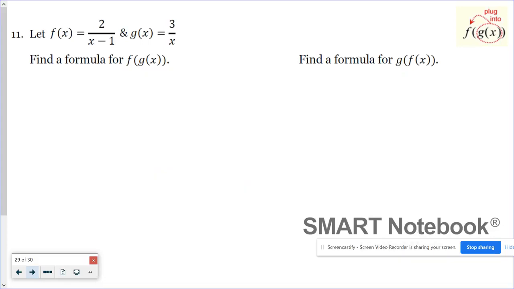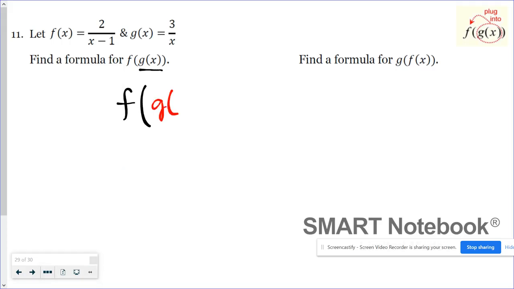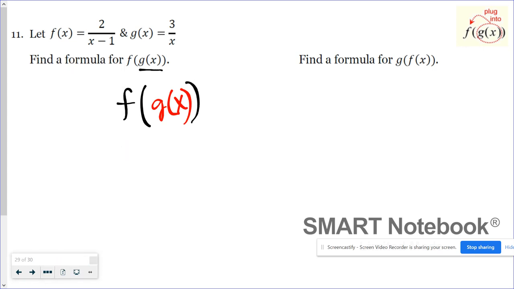So number 11 involves rational functions, okay? And we're still doing the composition. We're taking whatever's on the inside, plugging it into whatever's on the outside. So this is f of g of x. So into the function of f, I want to plug in the function g of x. f is 2 over x minus 1, okay? So I have 2 over x minus 1. So the x I'm going to replace with g of x.